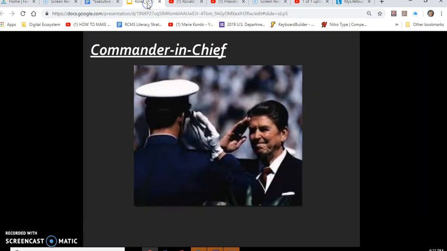Right, so Ronald Reagan explaining why he sent troops in as commander in chief.